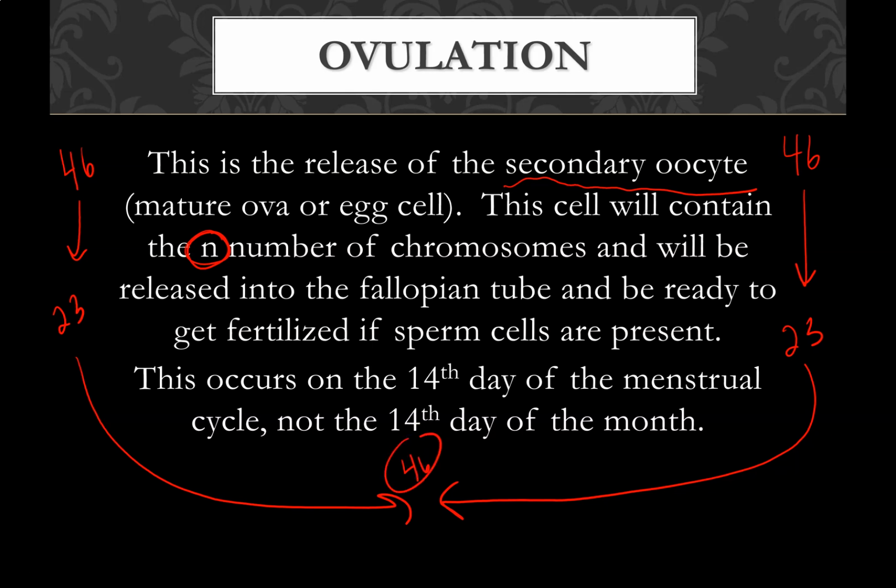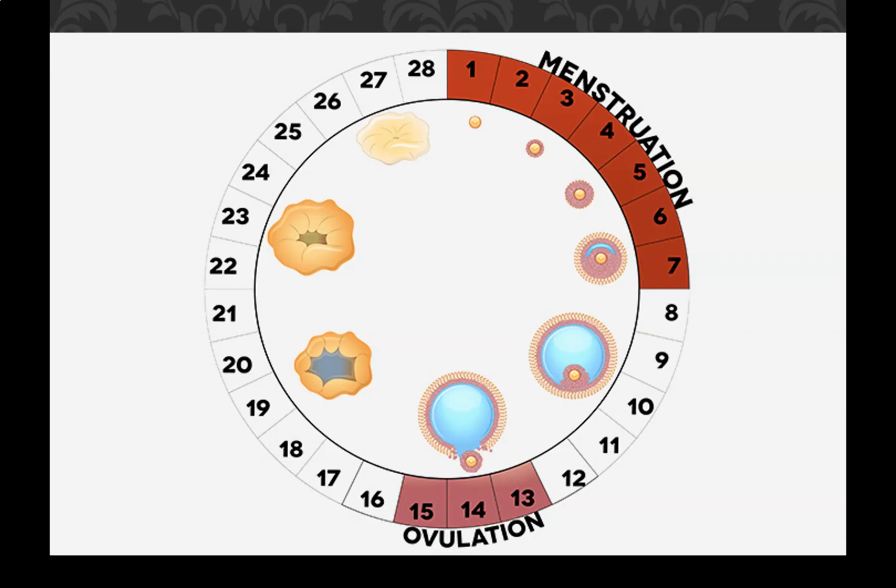So the numbers are important. The N, once again, is half of the chromosomes of the individual. So in humans, that number is 23. And the ovulation will happen on the 14th day of the cycle. Remember, not the 14th day of the month, so don't get that confused.